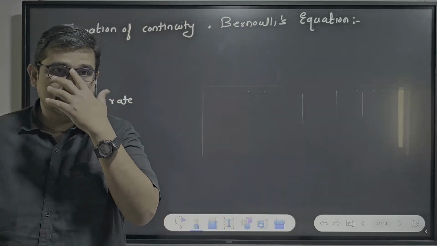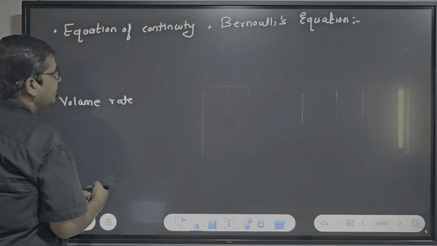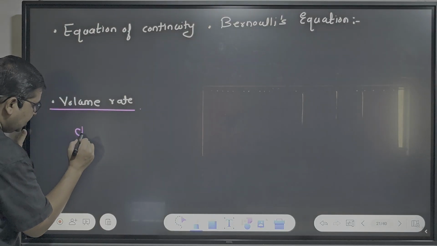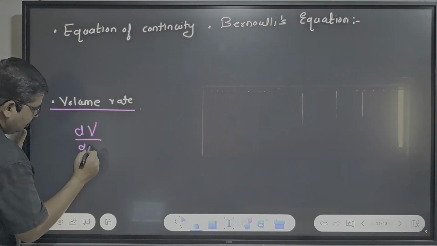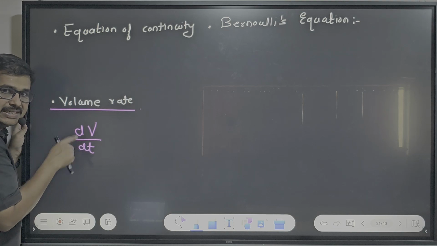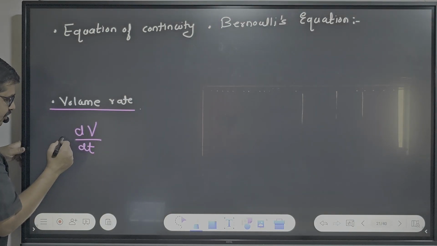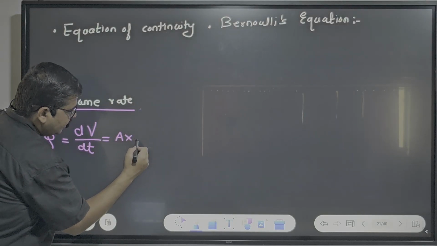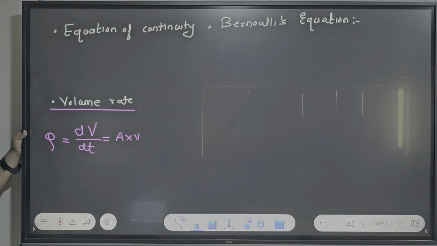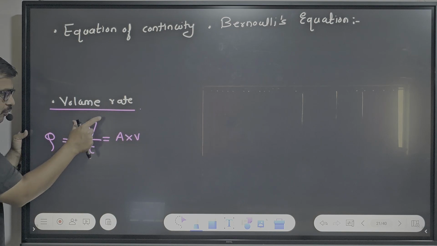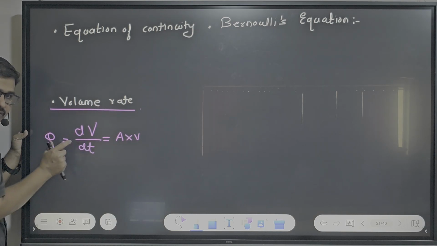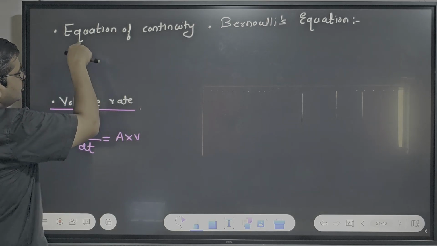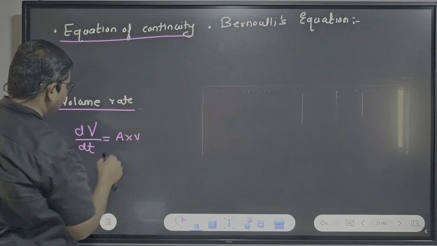Equation of continuity. What is the equation of continuity? First tell me, what is the volume rate? Volume rate is dV by dt. Now see, here V is not velocity, V is the volume, and this is also called the discharge. It is area into velocity. Volume upon time, which is called the discharge, is equal to area into velocity.